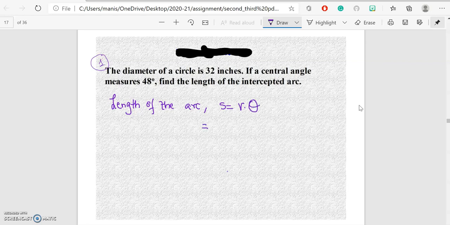R means your radius. In this case, they have not given us the radius, but we have been given the diameter of the circle, 32 inches. As you all know, diameter is twice the radius, or the radius is half of the diameter. So half of 32 will be 16 inches. I'll write over here 16 inches times theta. Theta is 48 degrees.